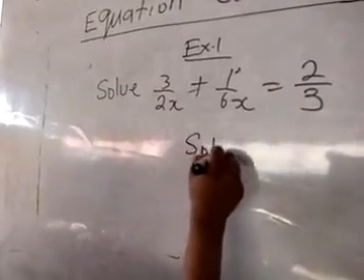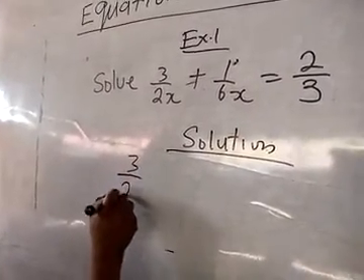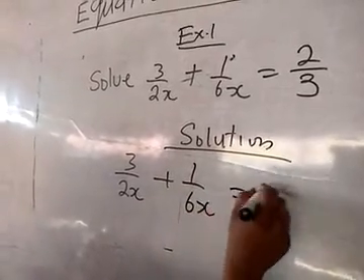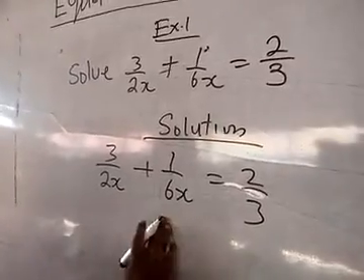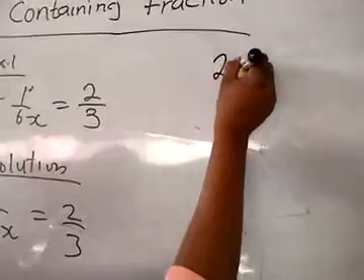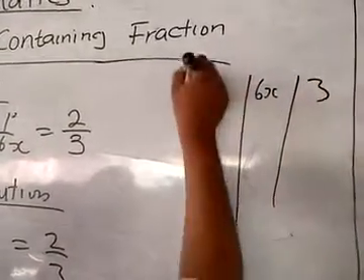Solution. 3 over 2x plus 1 over 6x is equal to 2 over 3. Now let's find the LCM of 2x, 6x, and 3.